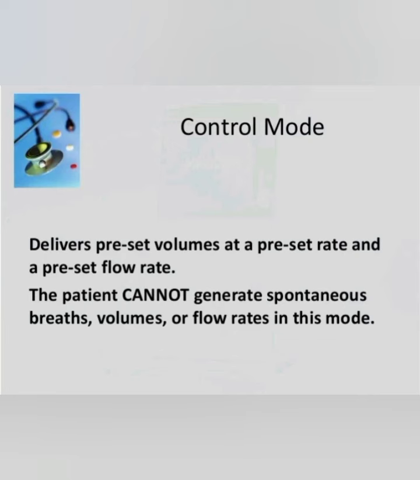Now let us know about the control mode in a brief way. Control mode delivers preset volumes at a preset rate and a preset flow rate, and here a patient cannot generate spontaneous breath, volume, or flow rates in this mode.